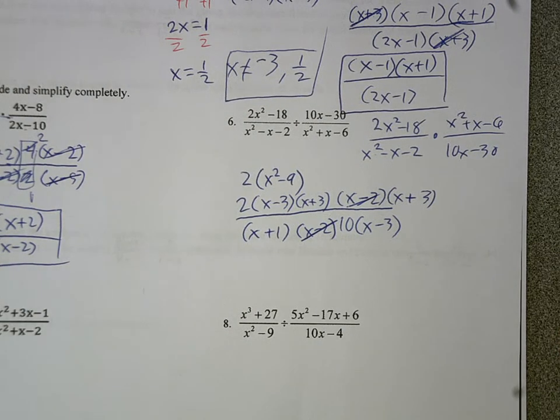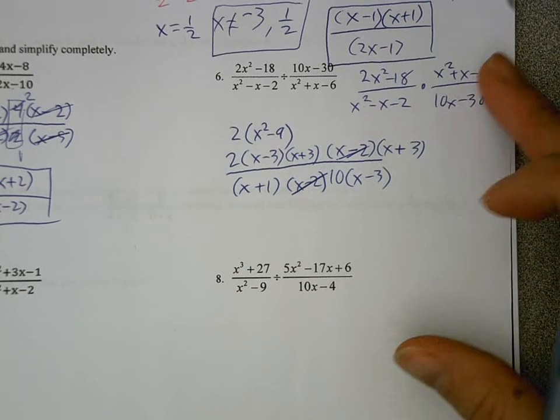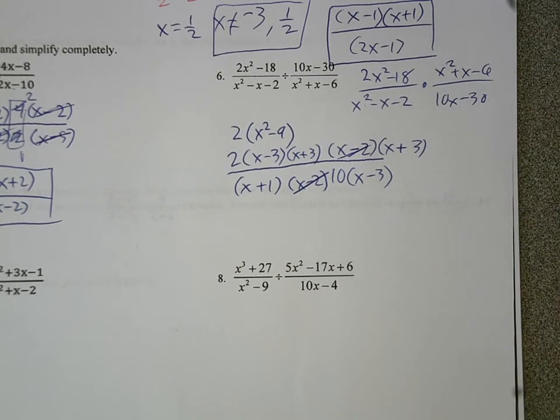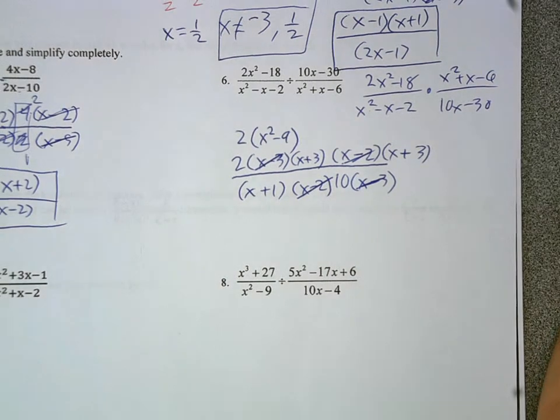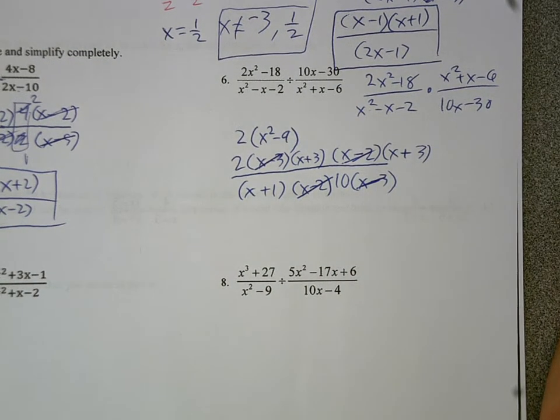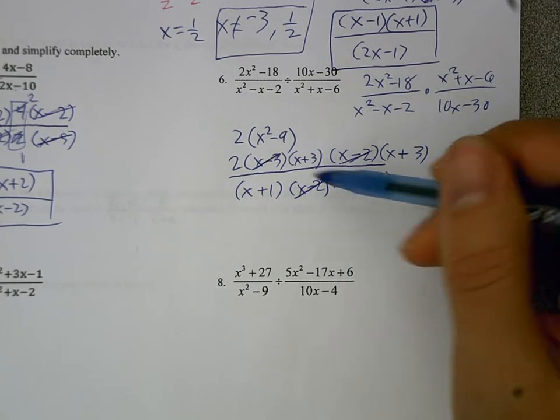Alyssa, do you see anything else that we can reduce here? X minus 3. Here and here. Those are good. Now we're almost done. There's a couple things I can do still to make this a little bit cleaner. What do we see? The 10 and the 2 will reduce. That's exactly right. 2 goes into 10 5 times.